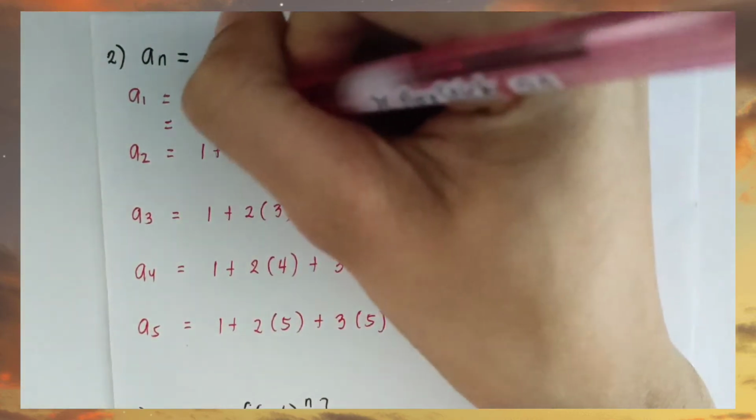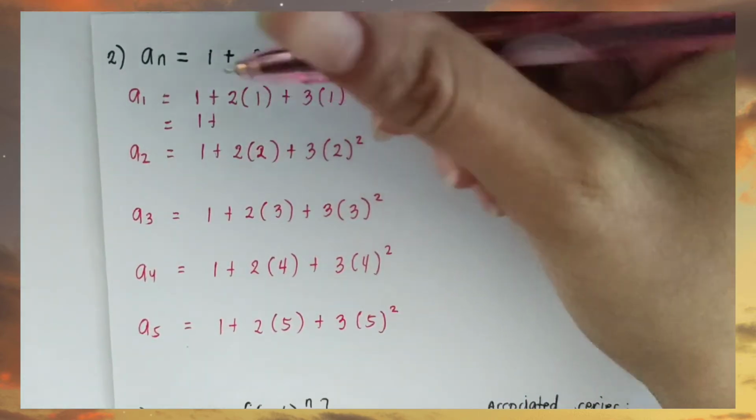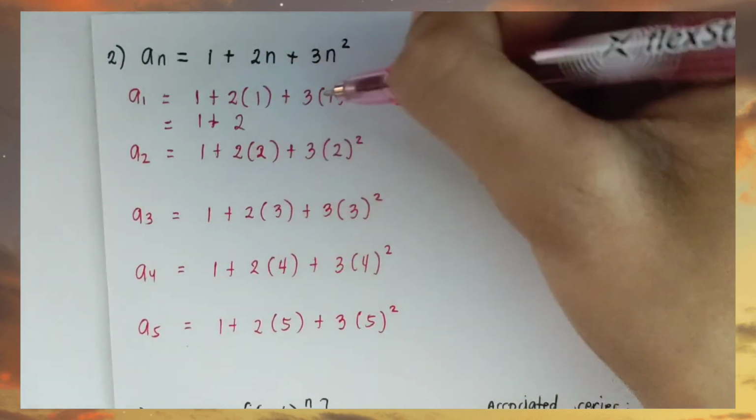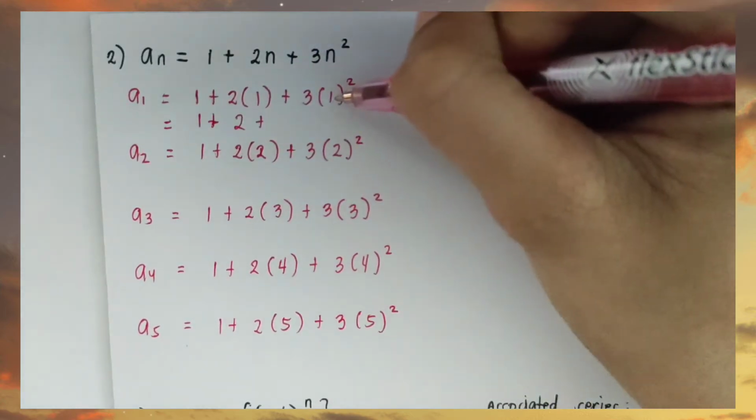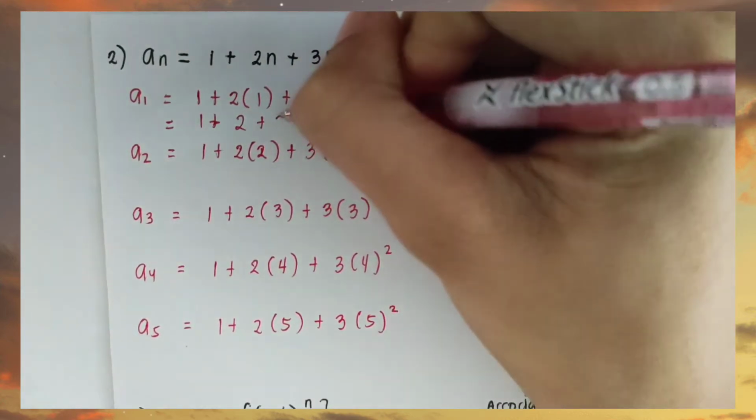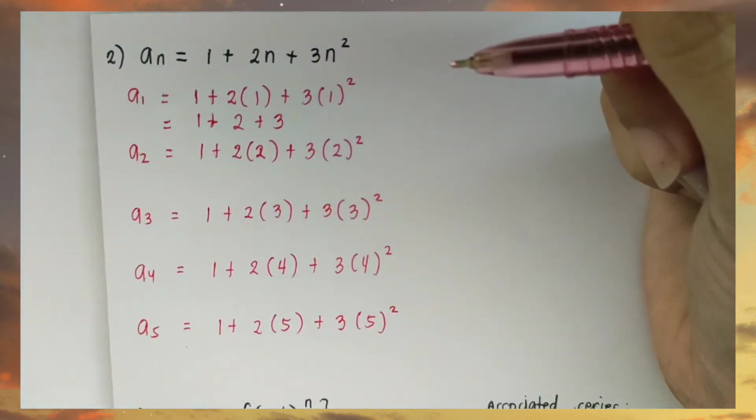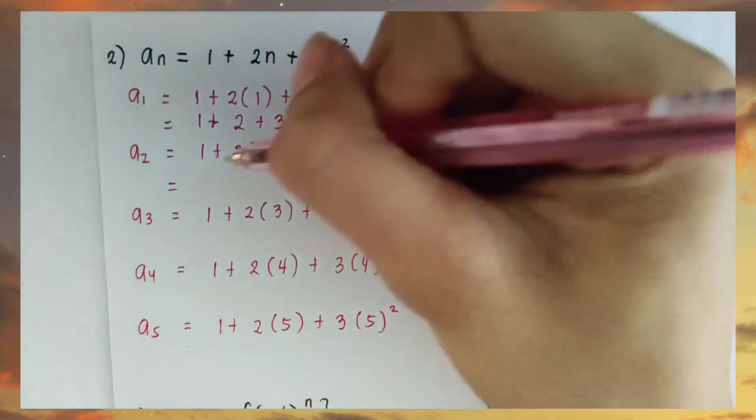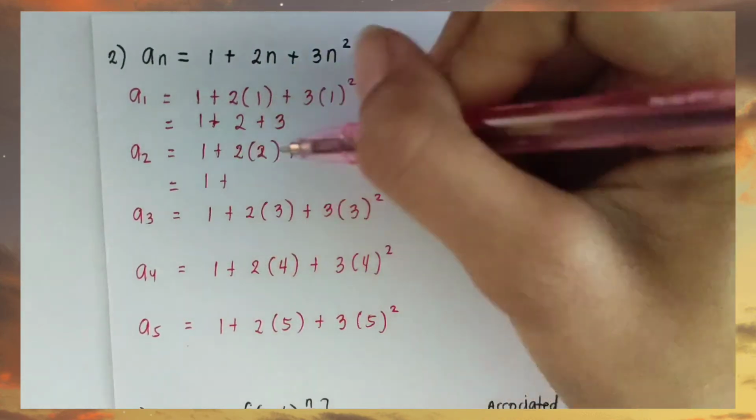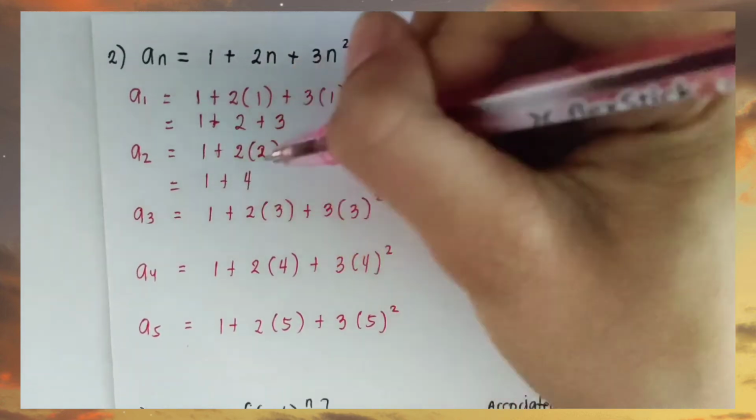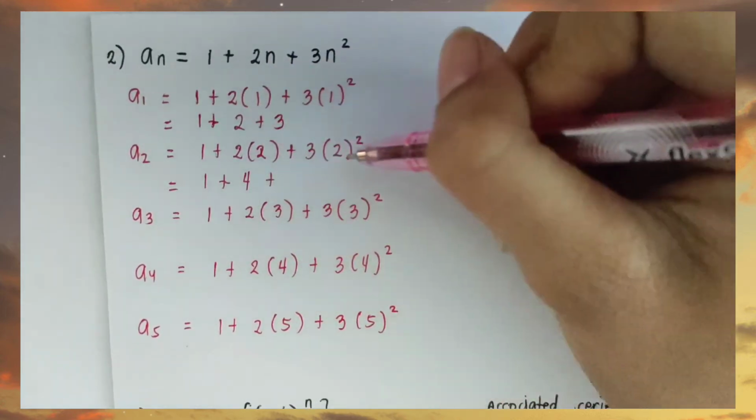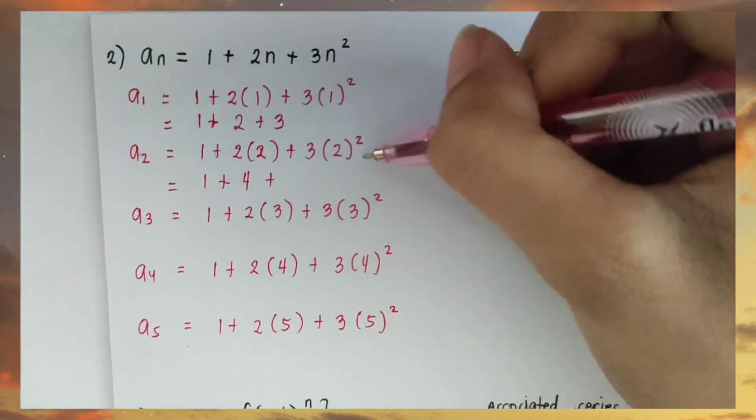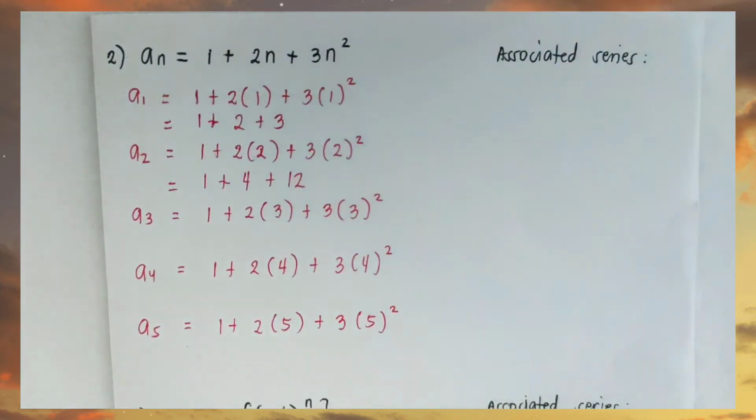1 plus 2 times 1 is 2 plus 1 squared is 1 times 3 is 3. Next, copy 1 plus 2 times 2 is 4 plus 2 squared is 4 times 3, 12.